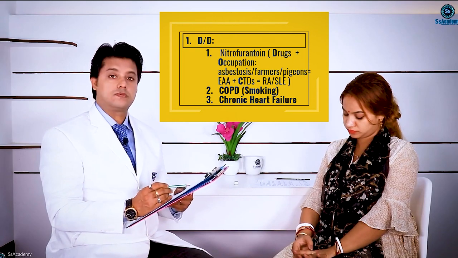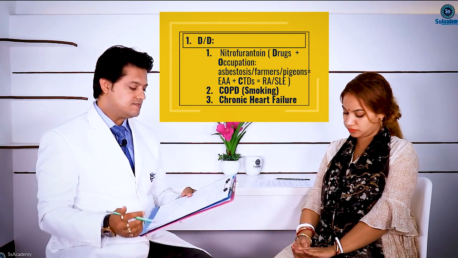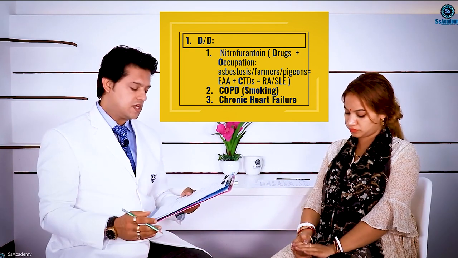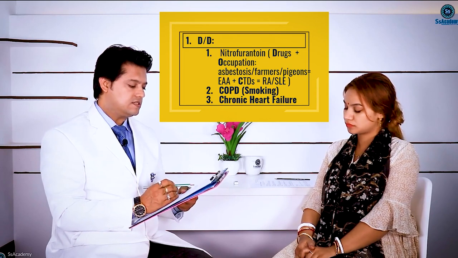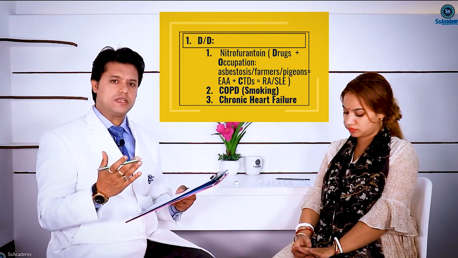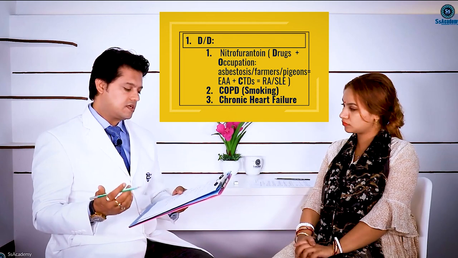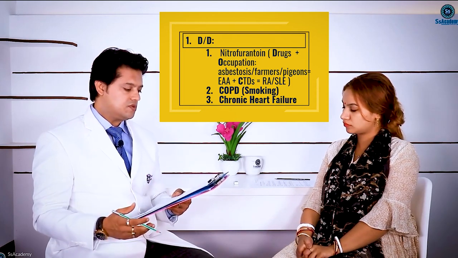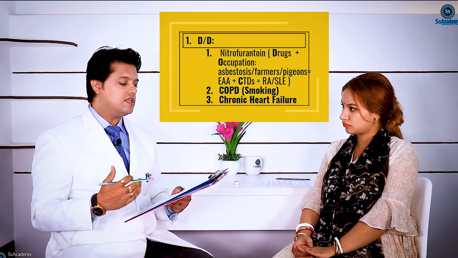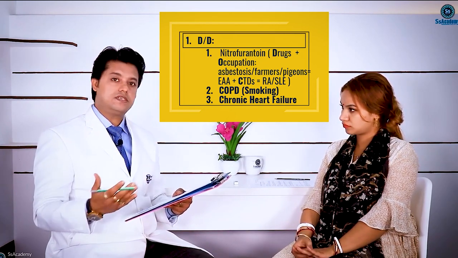And also to exclude the connective tissue disorders, to ask the systemic review, so that will be excluded, that is RA and SLE. Secondly, because of the significant smoking history that she has, of course COPD should be in the differential diagnosis, or maybe the COPD may be associated with the pulmonary fibrosis as well, because of significant smoking. And thirdly, because of the shortness of breath and exhaustion, progressively worsening dyspnea, I need to exclude whether she has chronic heart failure, or maybe she may be associated with chronic heart failure. So these are the three differential diagnoses that I have put here.